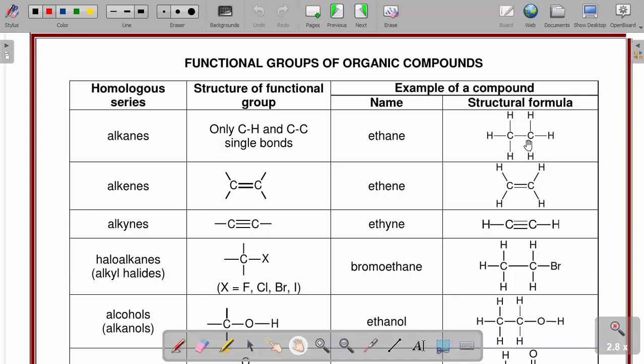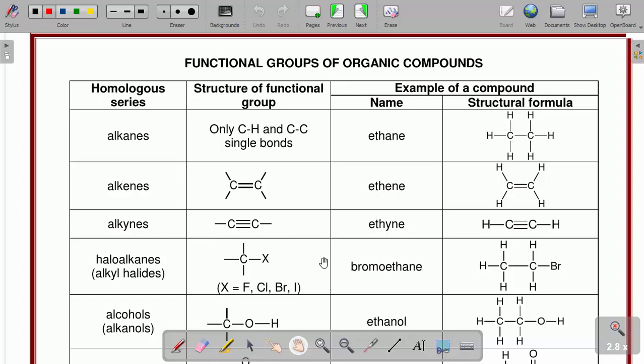It shows all the bonds. So ethane has 2 carbons, with single bonds between the 2 carbon atoms. Then alkenes have a carbon to carbon double bond, and the example is ethene. So you see here we've got a double bond. Then alkynes have a triple bond. The example is ethyne. We've got 3 bonds here.